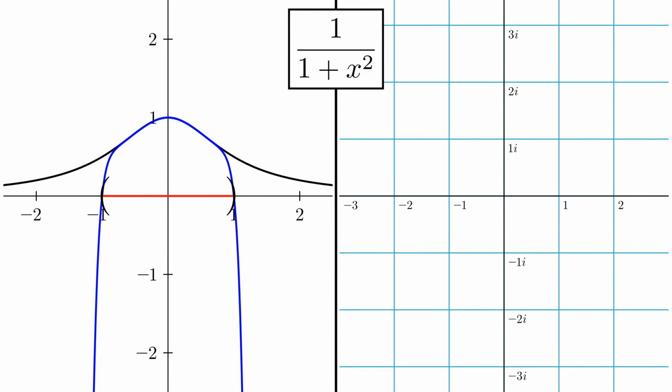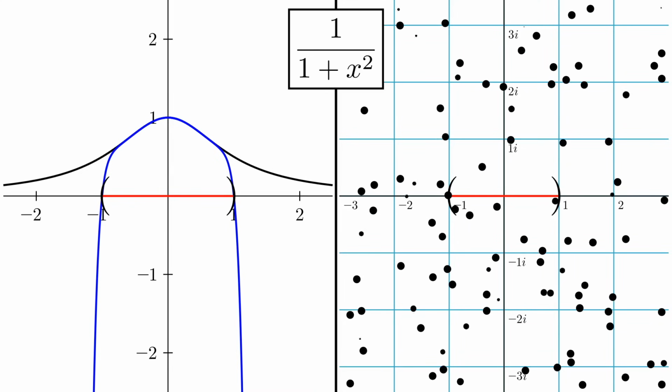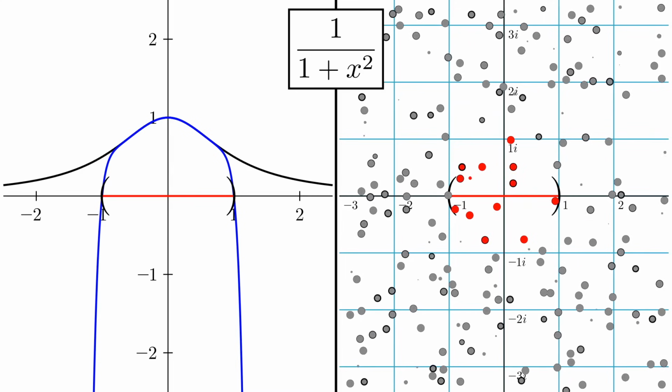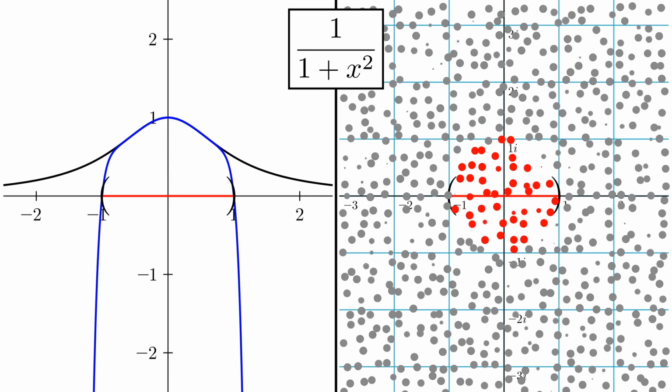Remember, this red interval on the graph on the left is this red line in the complex plane on the right. Like I did with tangent of x, I'm going to plug some random numbers into the Maclaurin series of 1 over 1 plus x squared, and mark those where it converges and those where it diverges.